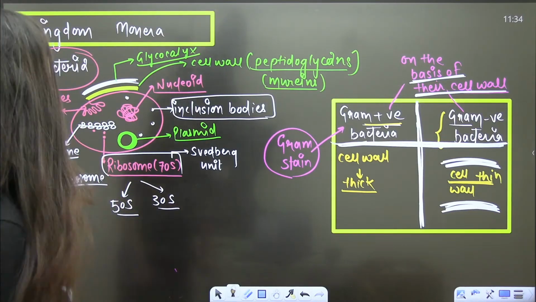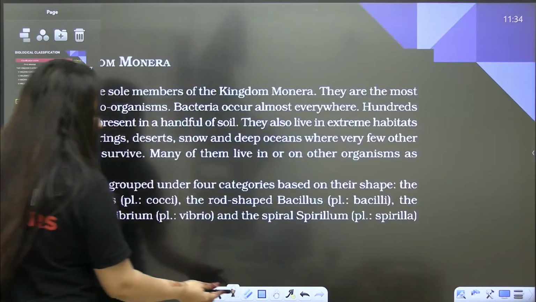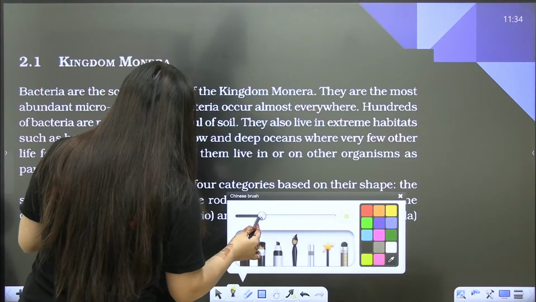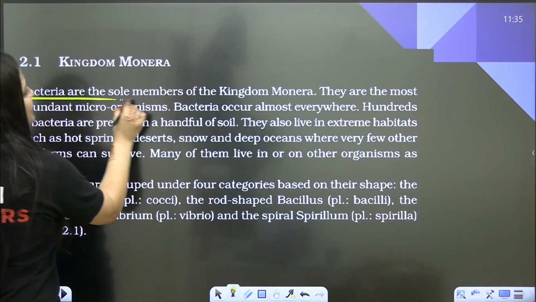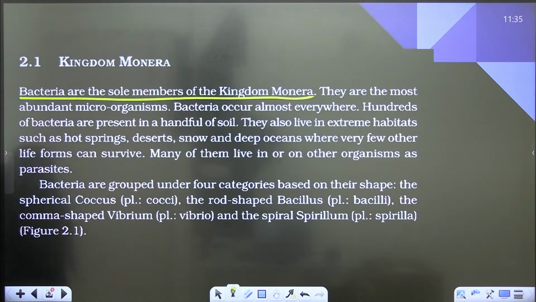Okay, let's go then. Now let's come to the actual topic, that is kingdom Monera. We will also consider NCERT, we'll revise from NCERT. So bacteria are the sole members, the only members of kingdom Monera. Any doubt? I believe there is no doubt.